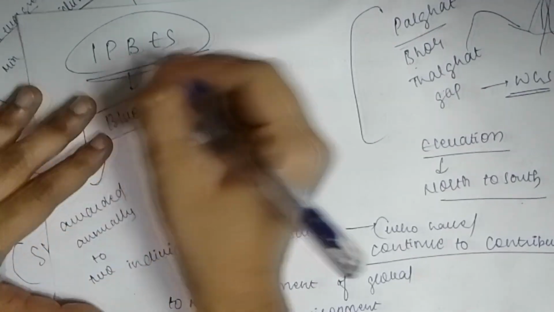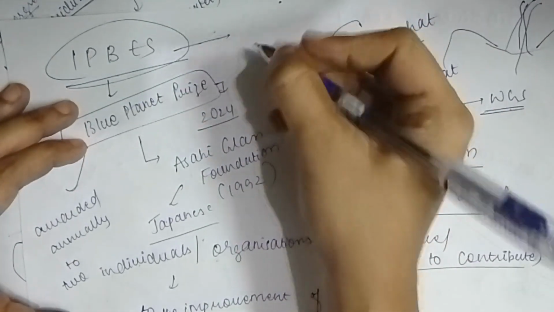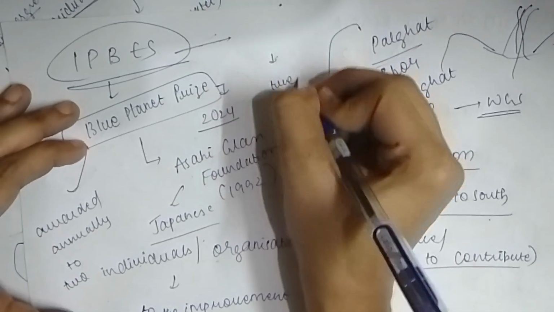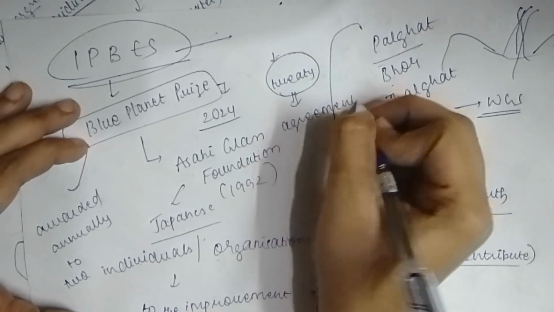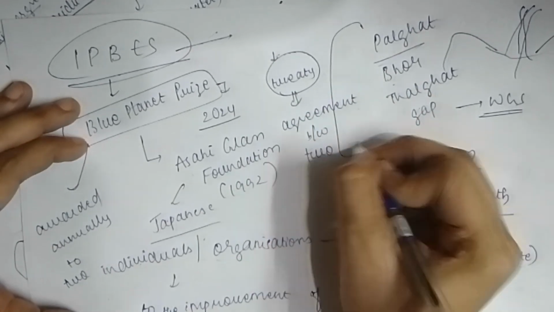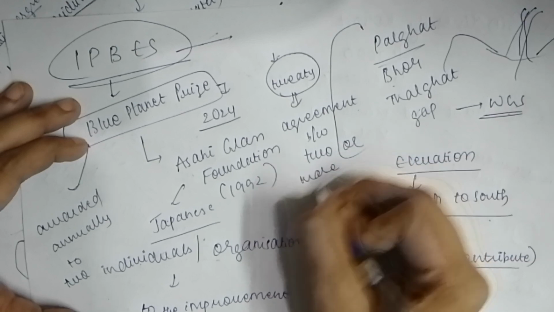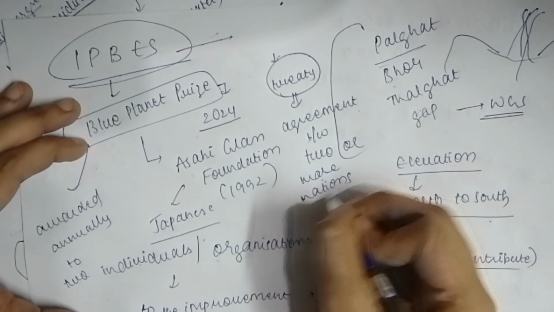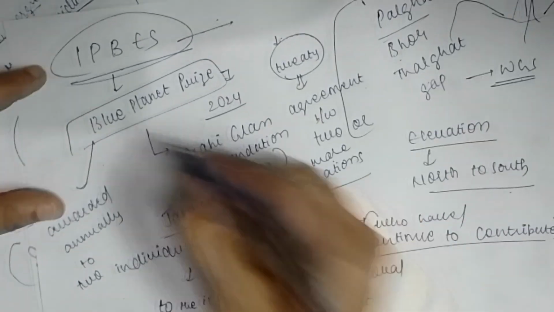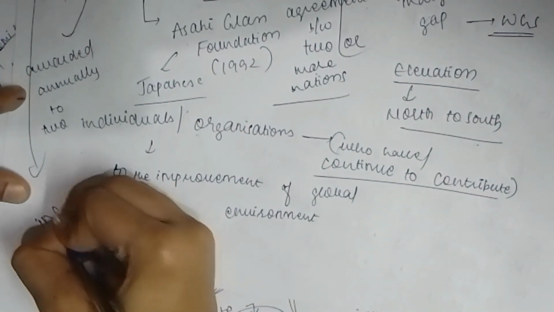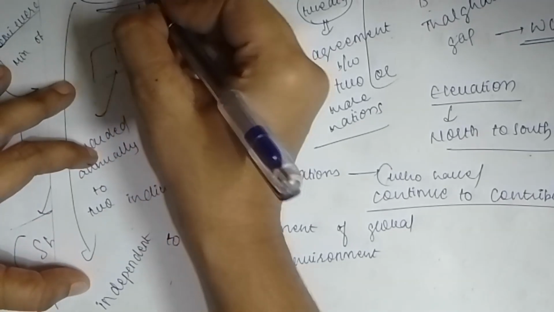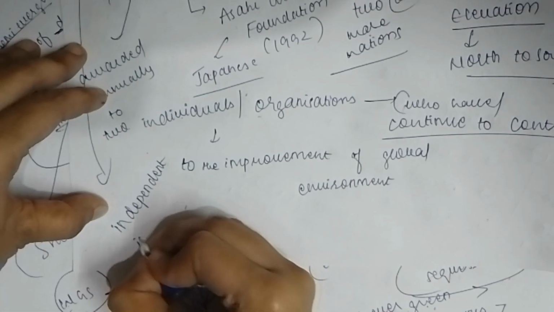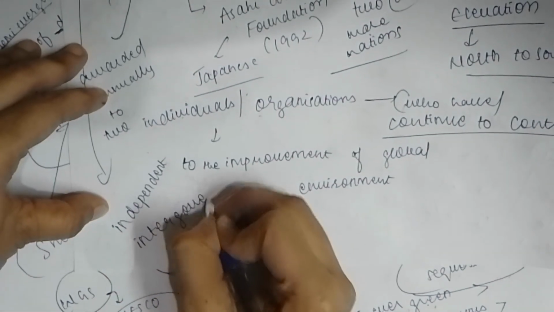And when you say it is an intergovernmental platform, whenever it is intergovernmental, it means it's based on a treaty. It's like an agreement, that means an agreement between two or more nations. So it is an independent intergovernmental body. I'm talking about IPBES, Intergovernmental Platform on Biodiversity and Ecosystem Services. Independent intergovernmental body.